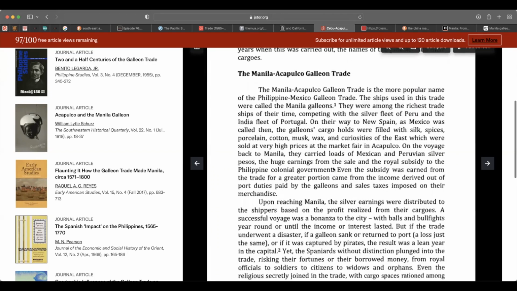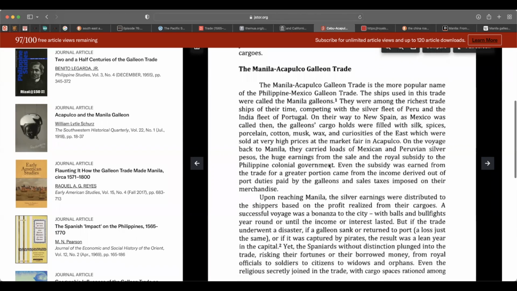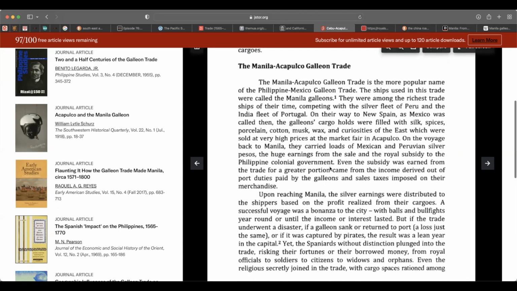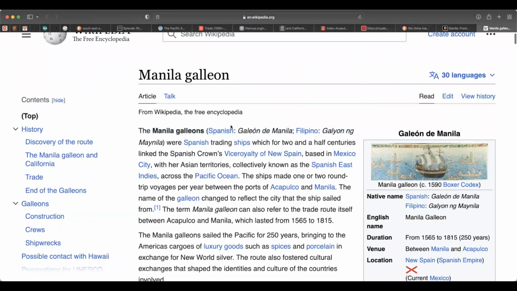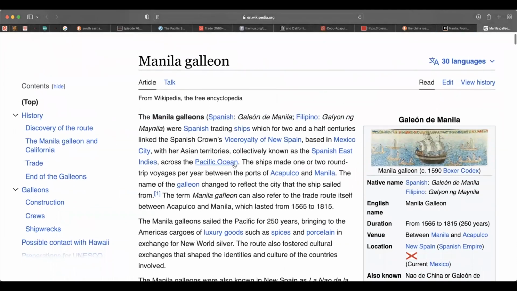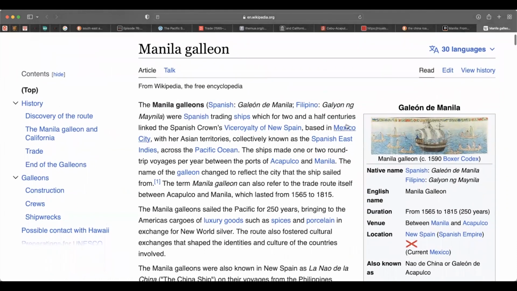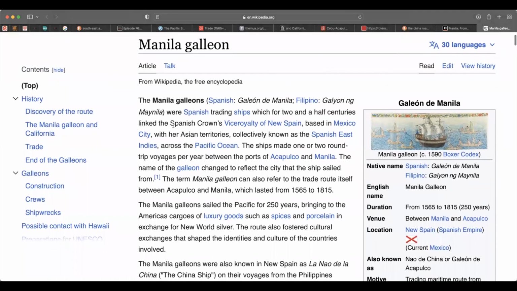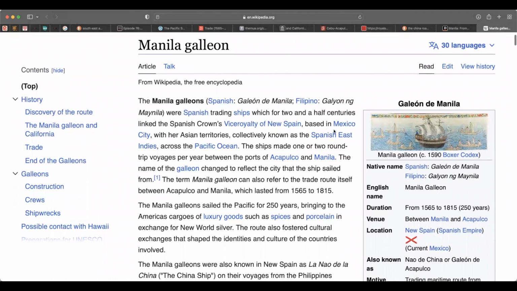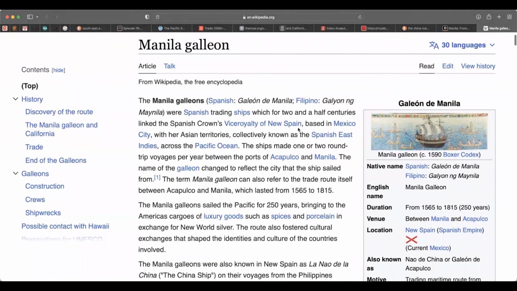I'm going to show you what was the main profit of this Manila galleons. It was slaves. We're going to read the history. I mean, everywhere you read about the Manila galleons, you know, they don't really talk about the slaves. It says they were Spanish trading ships for 2.5 centuries, all right, 250 years, linked to Spanish crown's royalty of New Spain. That's 250 years of slavery, guys, over from Asia to America.